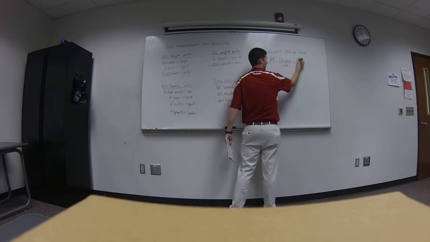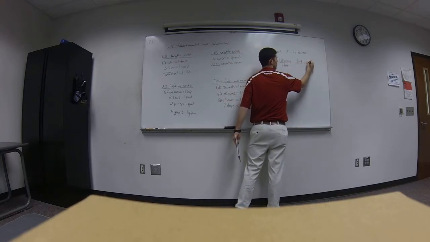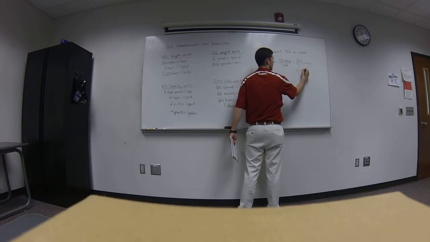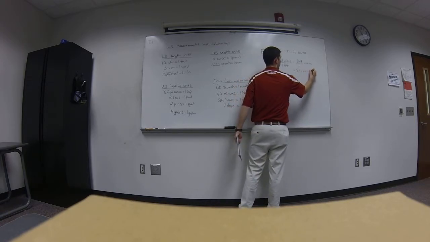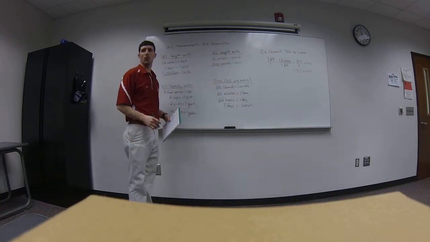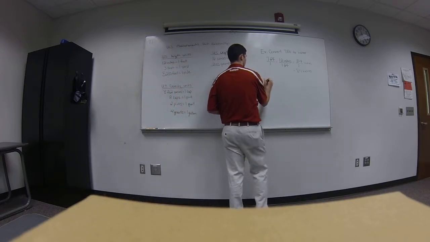7 times 12 is 84. 1 times 1 is 1. Now our units are inches, which is what we were wanting. And any number over 1 is just that number itself, so we get 84 inches. So 7 feet is equal to 84 inches. All right, good. Now I want you guys to try one.